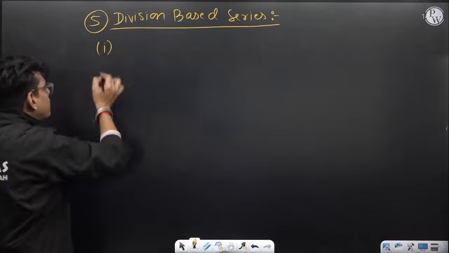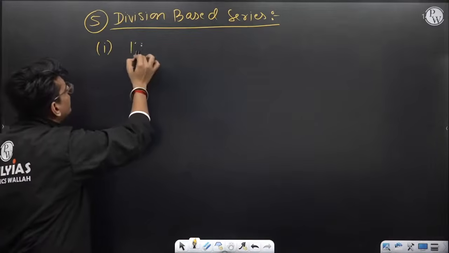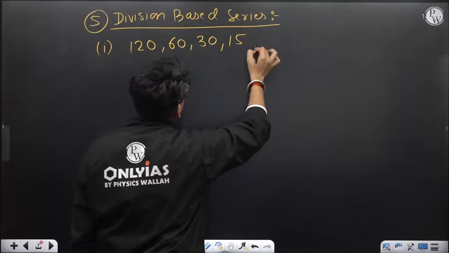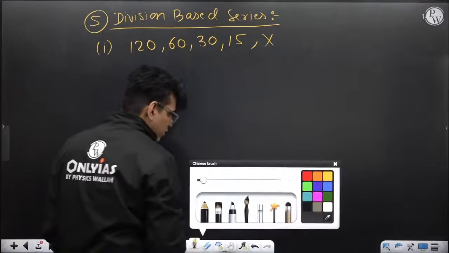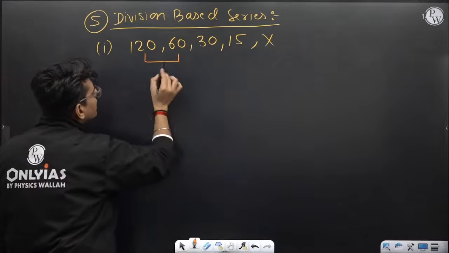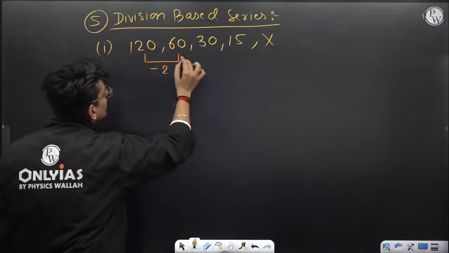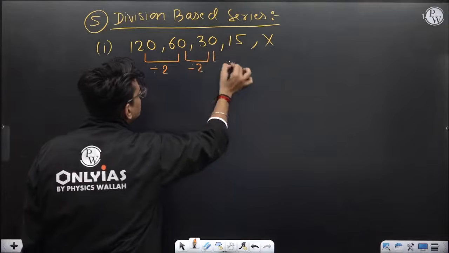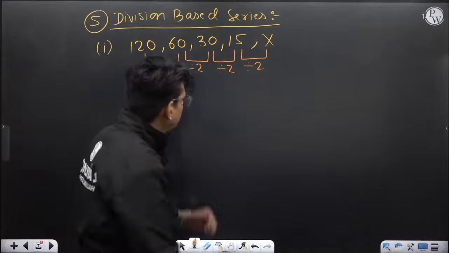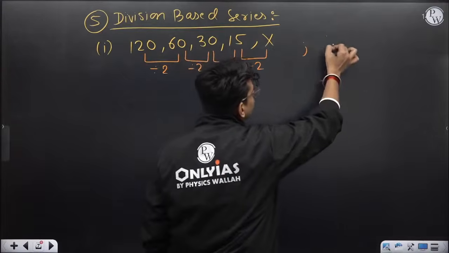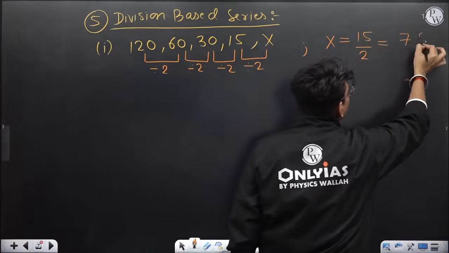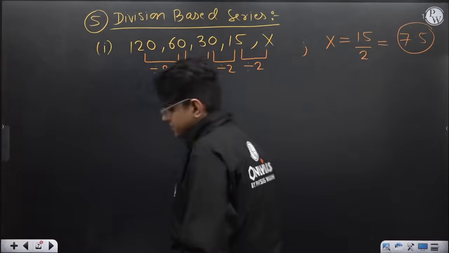So let's take the first example. First example can be 120, 60, 30, 15 and x. This is asked. So if you see, the second term is given by dividing the first by 2. This is again division by 2. This is again division by 2. So from here, this will again be division by 2. x is nothing but 15 by 2, which is 7.5. So this is our x.